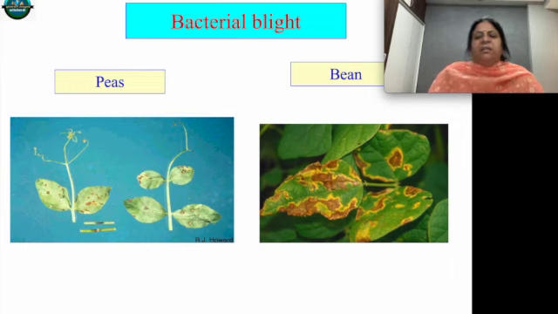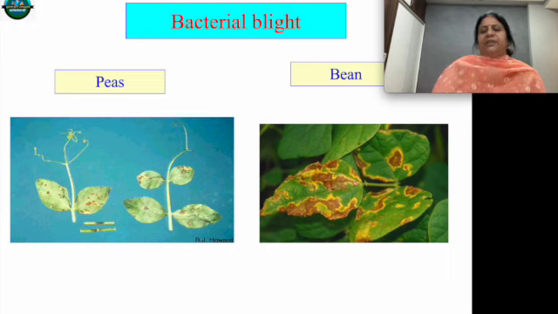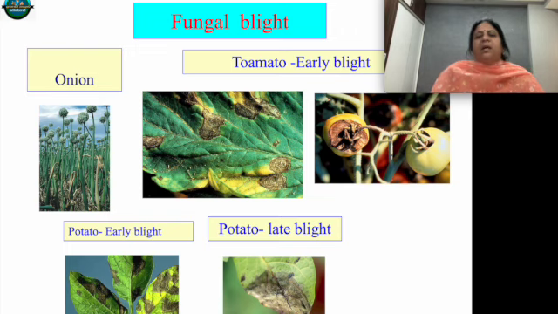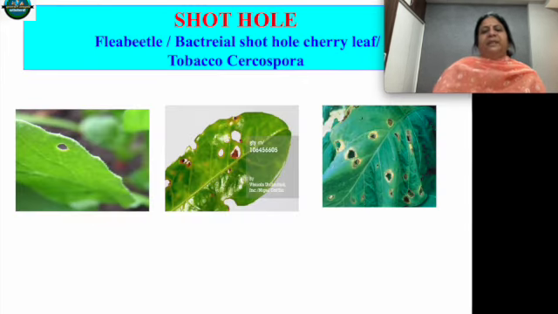Bacterial blights can be seen on peas, beans, wherever bacterial blights appear. Uniform color of the discoloration we can see. When it comes to the blights, the onion blight, the first one, tomato early blight, on leaves and fruits it appears. Potato early blight and potato late blight. These are all the symptoms of the blights.